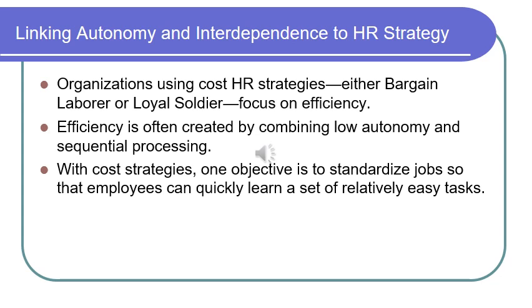Efficiency is often created by combining low autonomy and sequential processing. So if you want to achieve efficiency, it means that you need to give your employees low autonomy. They don't have choices. They don't have too much room for taking decisions. They don't have too much freedom in choosing their tools of finalizing their work and finding different ways. Okay, with cost strategies, one objective is to standardize jobs so that employees can quickly learn a set of relatively easy tasks. So if you don't give people too much freedom, it means that you standardize your work. You focus on making the work standard, following the rules exactly, without any deviation from your role.